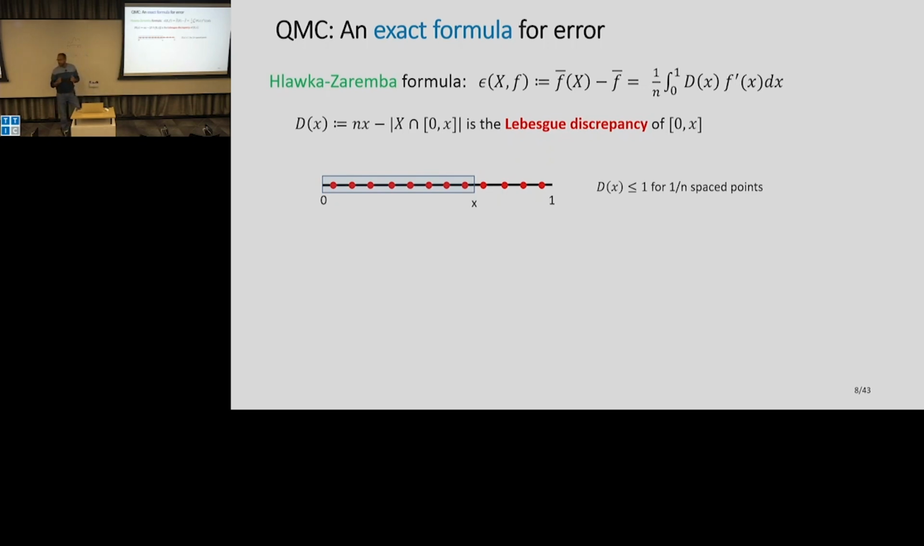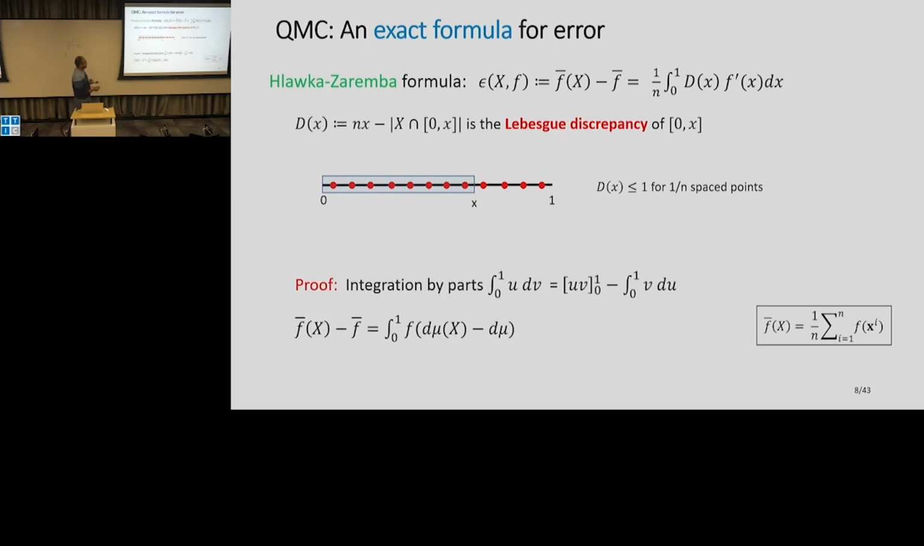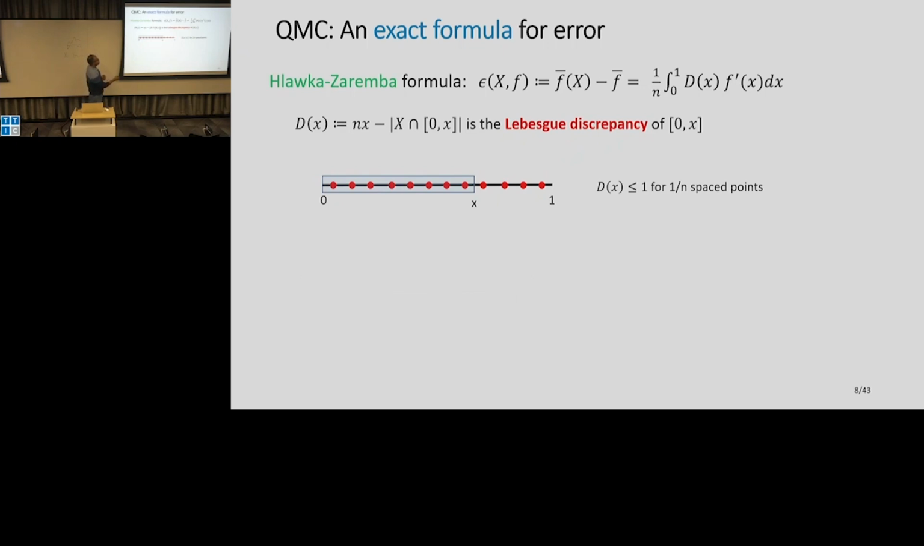So this is going to be a crucial definition for us. It makes sense. It's kind of like how imbalanced you are for this interval 0 through x, from the true measure versus how many points are falling. And if you place points equally at distance 1 over n, this function is at most 1 at any point. Good. So maybe this formula looks mysterious, but it's completely trivial to prove.